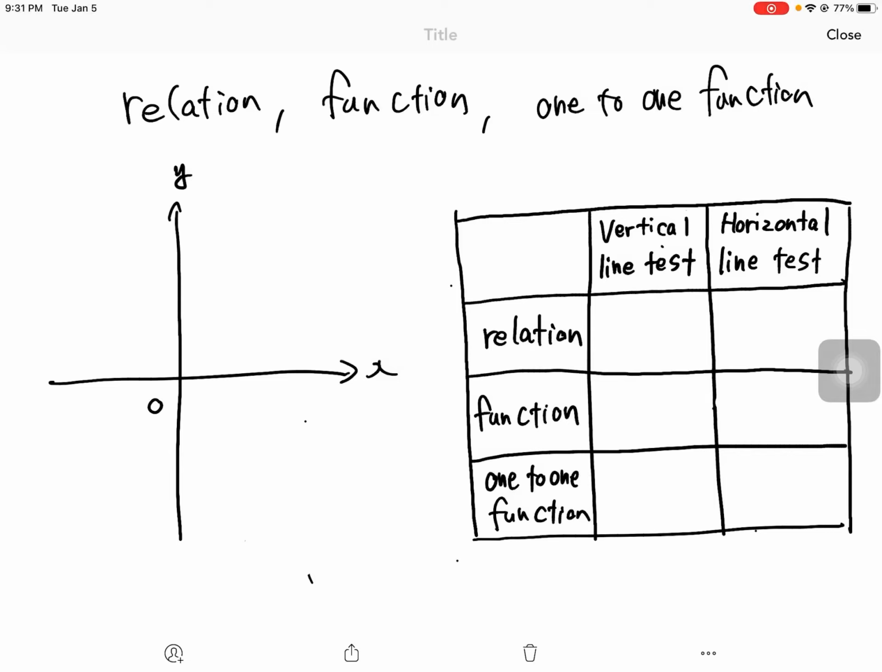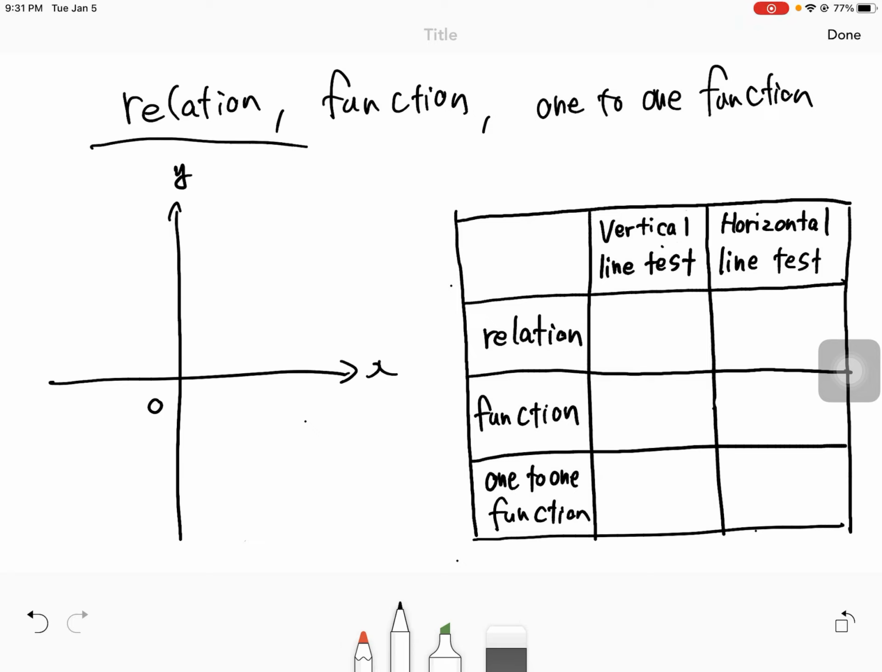This time I'm explaining about relation function and one-to-one function. The reason why I explain about them is for the next video I'm going to work on inverse function. To understand inverse function, you need to know the meaning of one-to-one function. That's why I explain about them. Okay, then let's get started with relation.